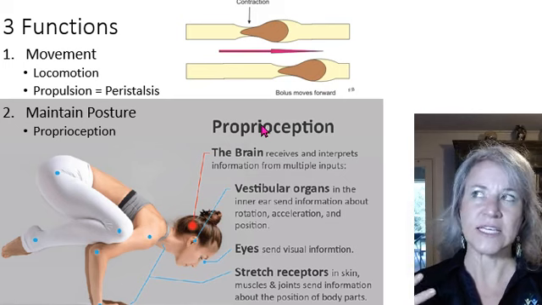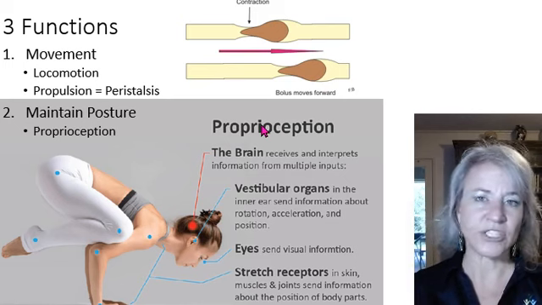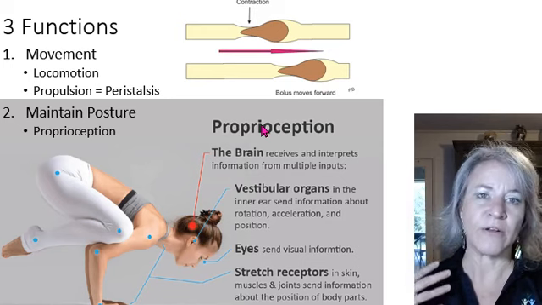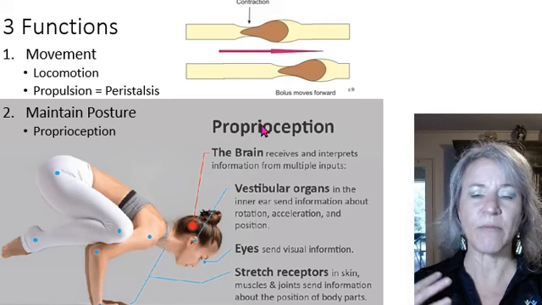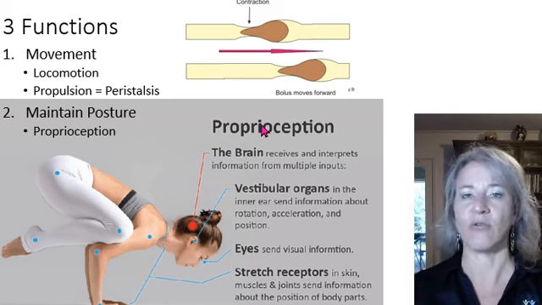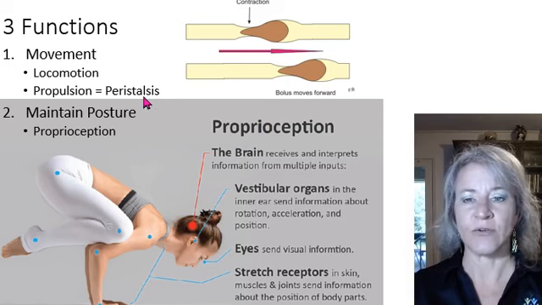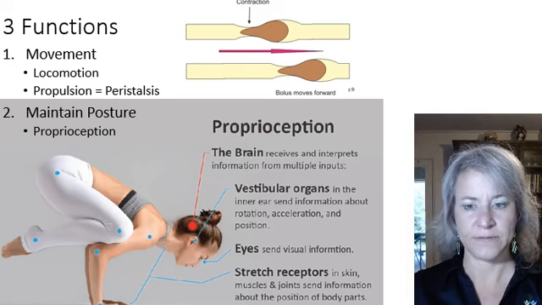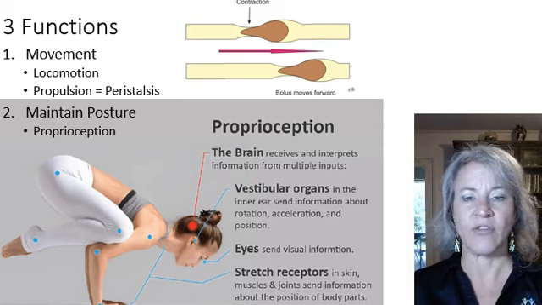So this is sensory information that you are not consciously aware of, but that is sent to your brain to help maintain the correct position and muscle tone in order to maintain your posture. So again, you're not consciously aware of proprioception and the muscular system's involvement in maintaining your posture.